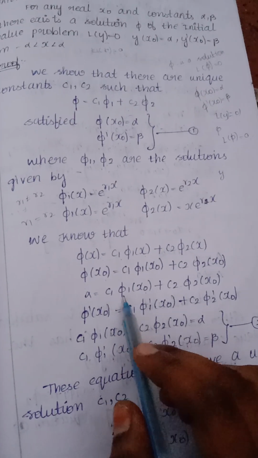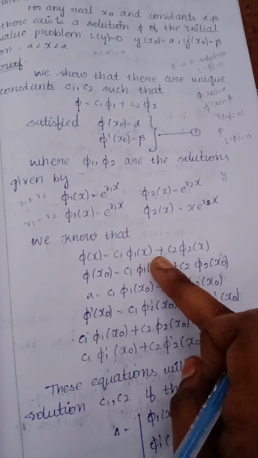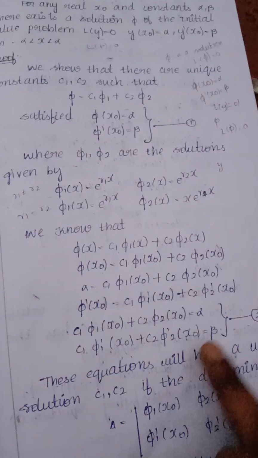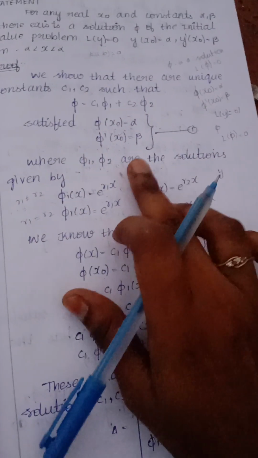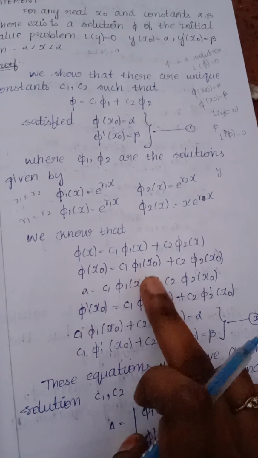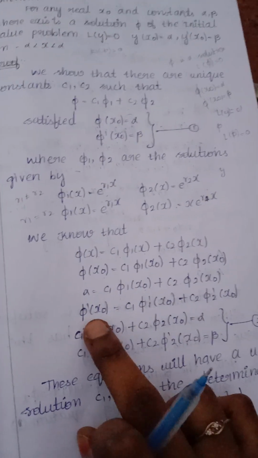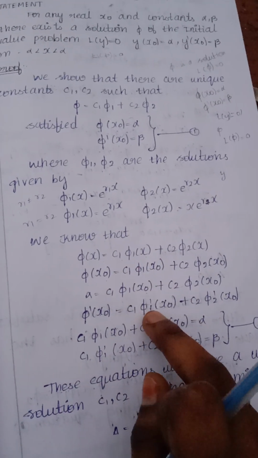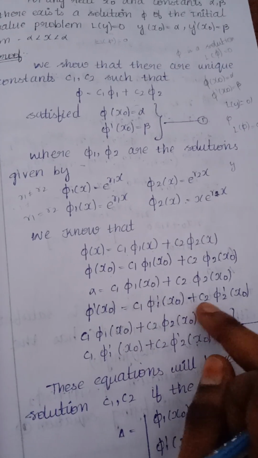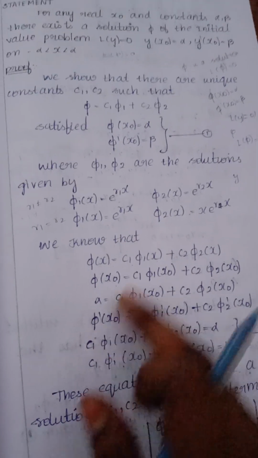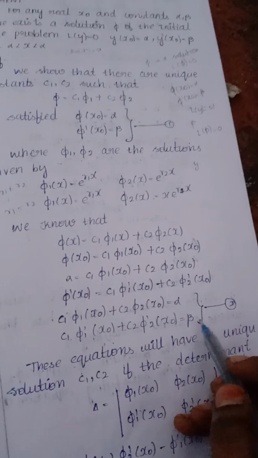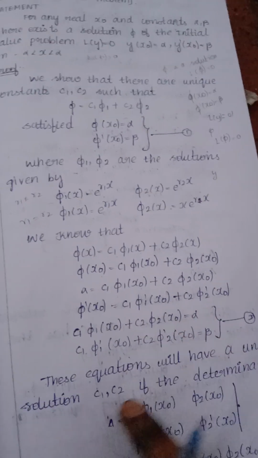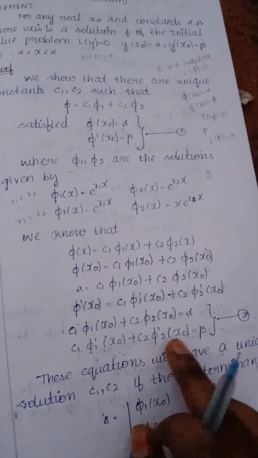So in the simplified form, in c1 phi 1 of x naught plus c2 phi 2 of x naught, instead of phi of x naught we know that it is alpha, so we replace it with alpha. And for phi dash of x naught, if we differentiate, c1 is a constant and this is the function, so we get only phi 1 dash of x naught plus c2 phi 2 dash of x naught, and phi dash of x naught we know is beta. So the simplified system of equations is c1 phi 1 of x naught plus c2 phi 2 of x naught equal to alpha, and c1 phi 1 dash of x naught plus c2 phi 2 dash of x naught equal to beta.